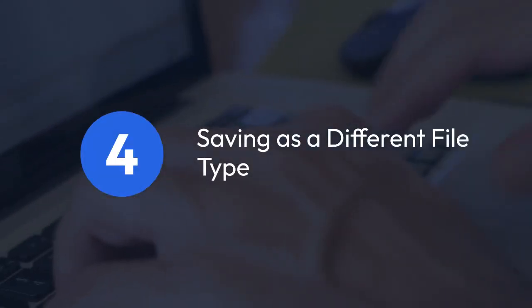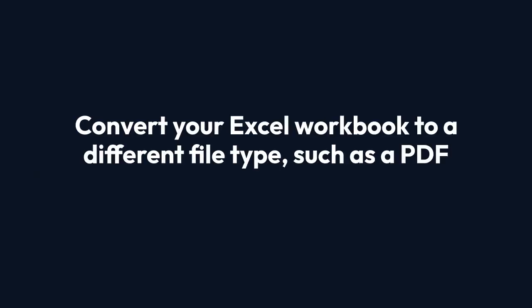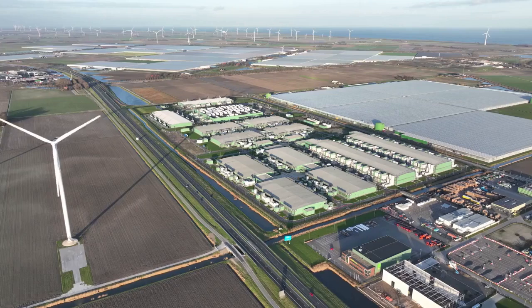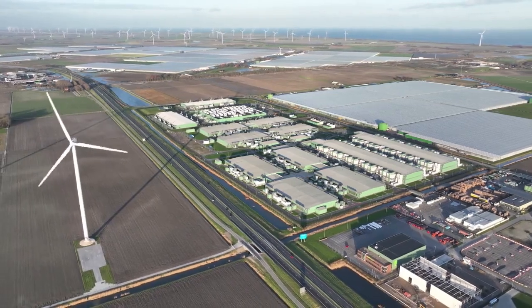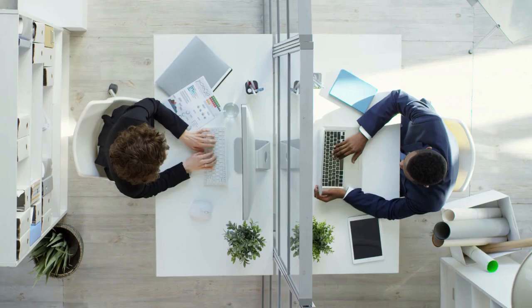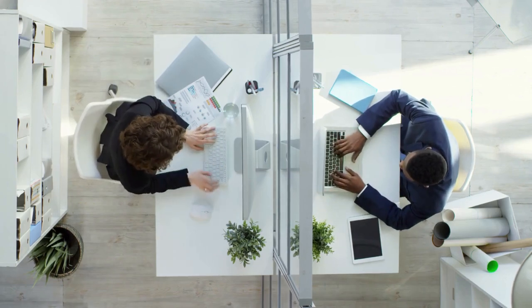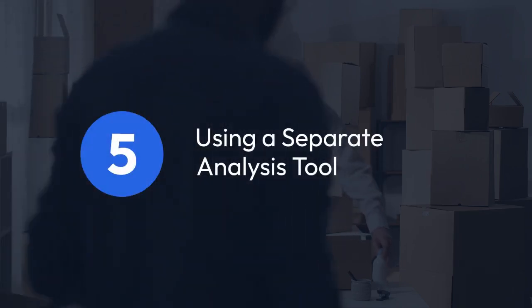4. Saving as a different file type. Convert your Excel workbook to a different file type, such as a PDF or CSV file. This will remove the link to the SharePoint version, but remember that you'll lose Excel's editing capabilities. Use this only if you solely need to preserve the data in a read-only format, for instance, for archiving or printing.